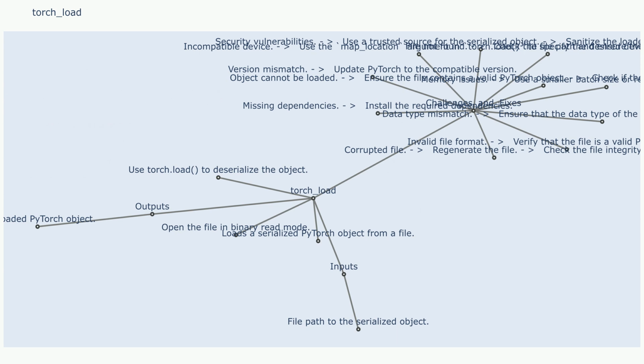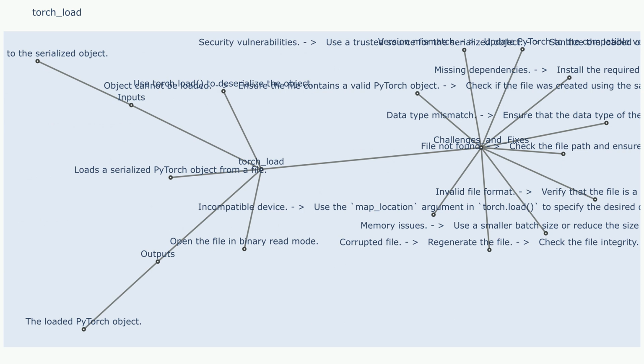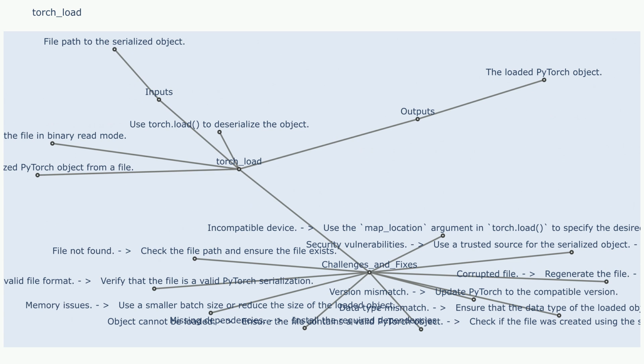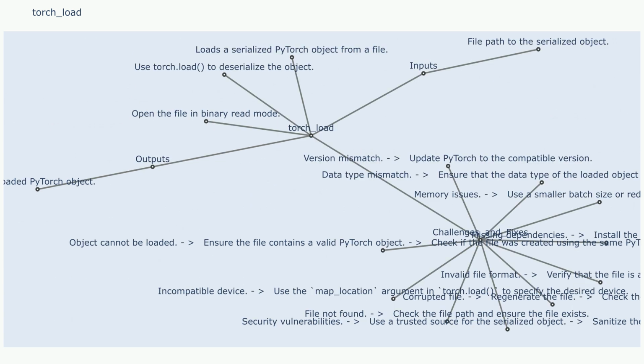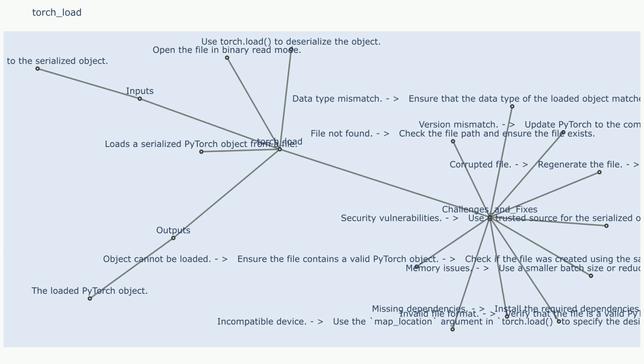Inputs. f: the path to the file containing the serialized object. This can be a string representing the file path or a file-like object, e.g., an open file. map_location, optional: this parameter specifies the device, CPU or GPU, where the loaded object should be placed. If not specified, the object will be placed on the same device as the original object when it was saved. You can use cpu, cuda, or a specific device index, e.g., cuda:0.